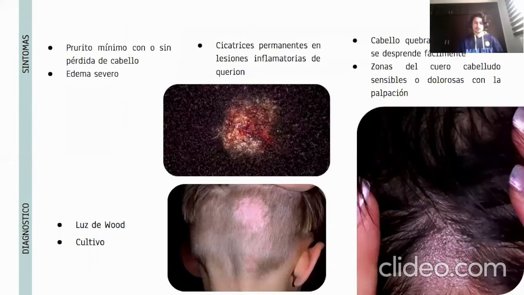The symptoms that we can find: there's going to be minimal pruritus with or without hair loss, severe edema, and there could be permanent scars in inflammatory carrion lesions like the one that we see in the middle. The examination will be done by Wood's light, which will give the areas affected by the Microsporum a greenish fluorescence. And before starting treatment, it is always recommended to confirm the diagnosis by collecting material by swabbing or brushing techniques.